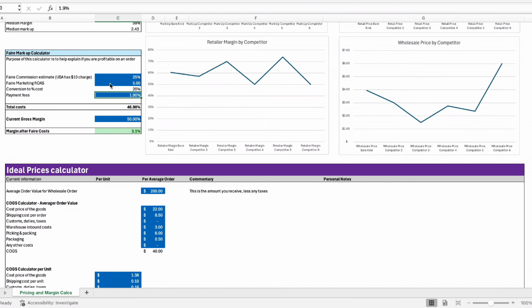What I would say is that Faire is becoming increasingly a high margin product business only place. And that's because there's so many commission costs, shipping costs, payment fees, marketing that you have to spend on Faire to actually get the sale.